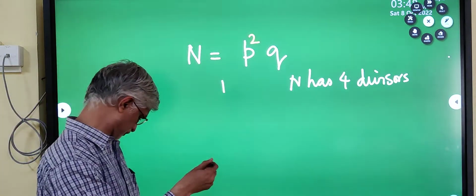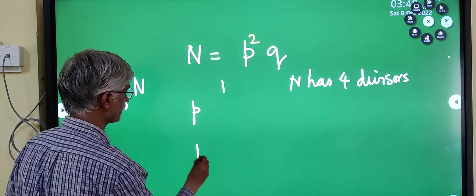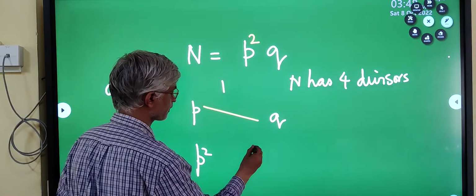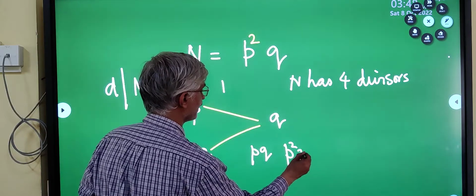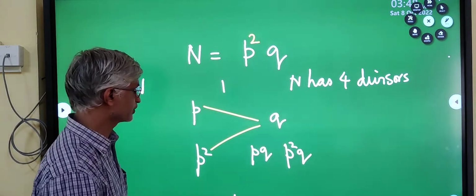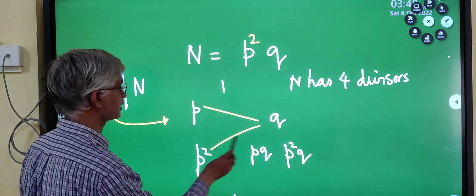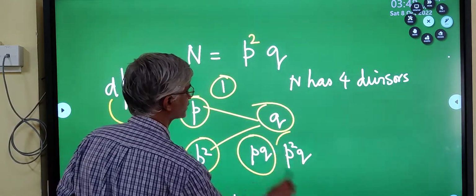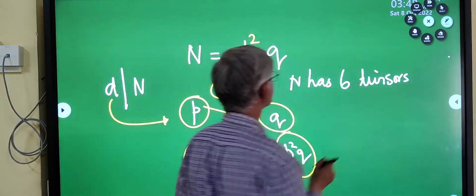So we should look for combinations of these primes here. So you can have p, or you can have p squared, or you can have q, or you can have pq, or you can have p squared q, and of course you can have 1. Okay, this is it. So these are the possibilities for the prime factorization of d such that d is a divisor of n. And how many numbers do we have here? 1, 2, 3, 4, 5, 6. So this time n has got 6 divisors.